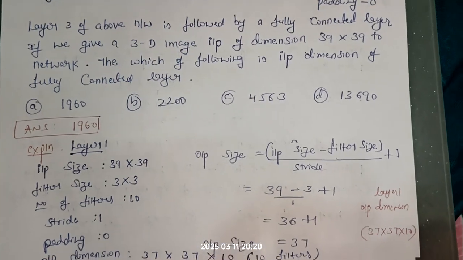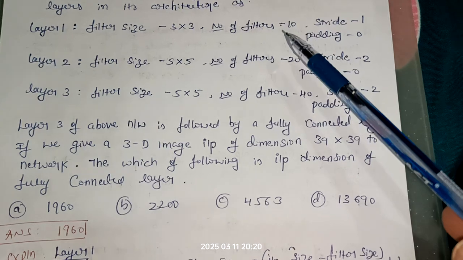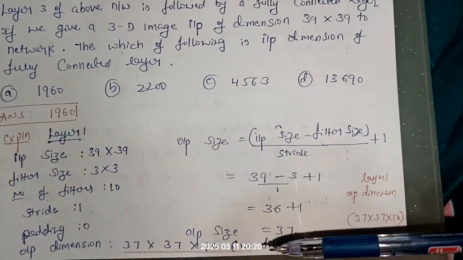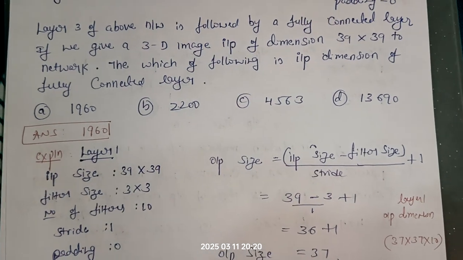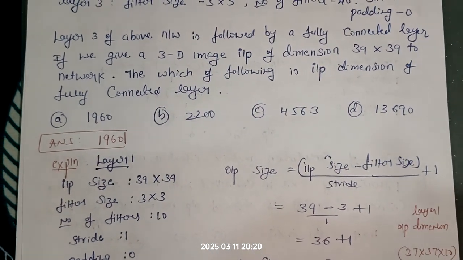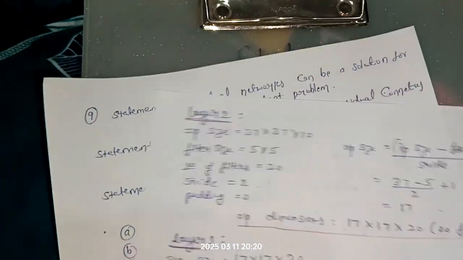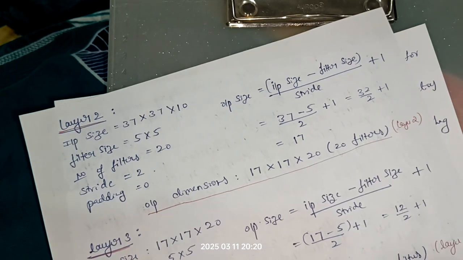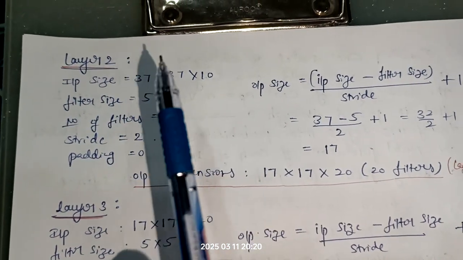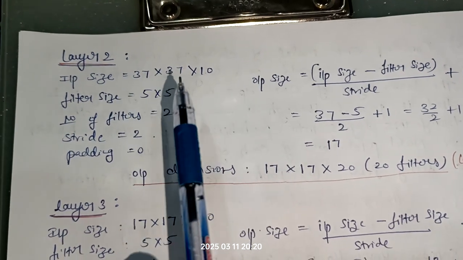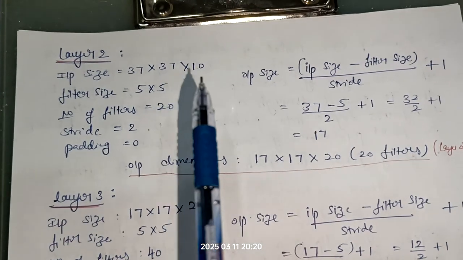Sorry, 10. What is the 10? In layer number 1, the number of filters is 10, so that 10 you should consider. So the layer 1 output dimension is 37 cross 37 into 10. Similarly, we can see for layer number 2. The layer 1 output is 37 into 37 into 10, so that is considered as the input to layer 2. So 37 into 37 into 10.